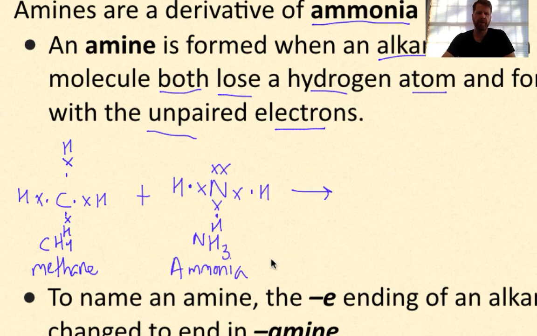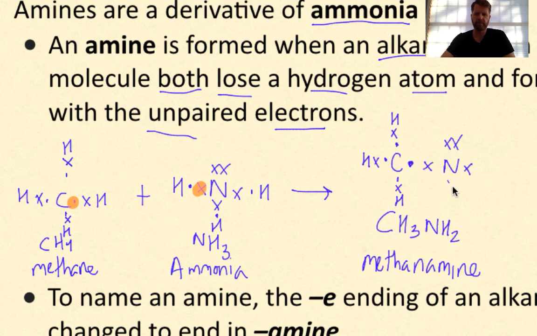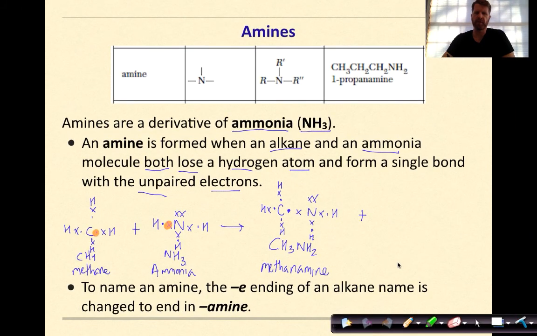Now what's going to happen here is that the hydrogen atoms are going to combine to form a hydrogen molecule, and the leftover unpaired electron from both the methane and the ammonia molecule are going to form a single bond to form the amine. I'm going to highlight the electrons from both methane and ammonia that will make the new bond. Okay, so the amine product is called methanamine, and this is its Lewis electron dot diagram. And a hydrogen molecule is formed.